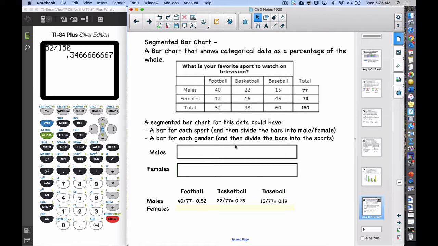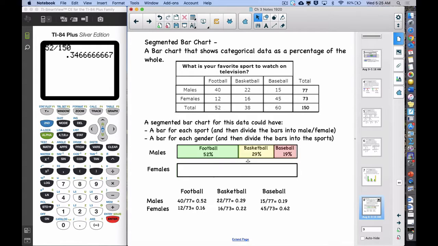And then I'll do the same thing for the females. So for the females, it's 12 out of the 73 females prefer football, 16 out of the 73 prefer basketball, and 45 out of the 73 prefer baseball. And there are my percentages there. Now, how you label them, as long as we can clearly tell where your marks are, you don't need to be perfect on exactly where those fall. But you should try and estimate as close as you can.